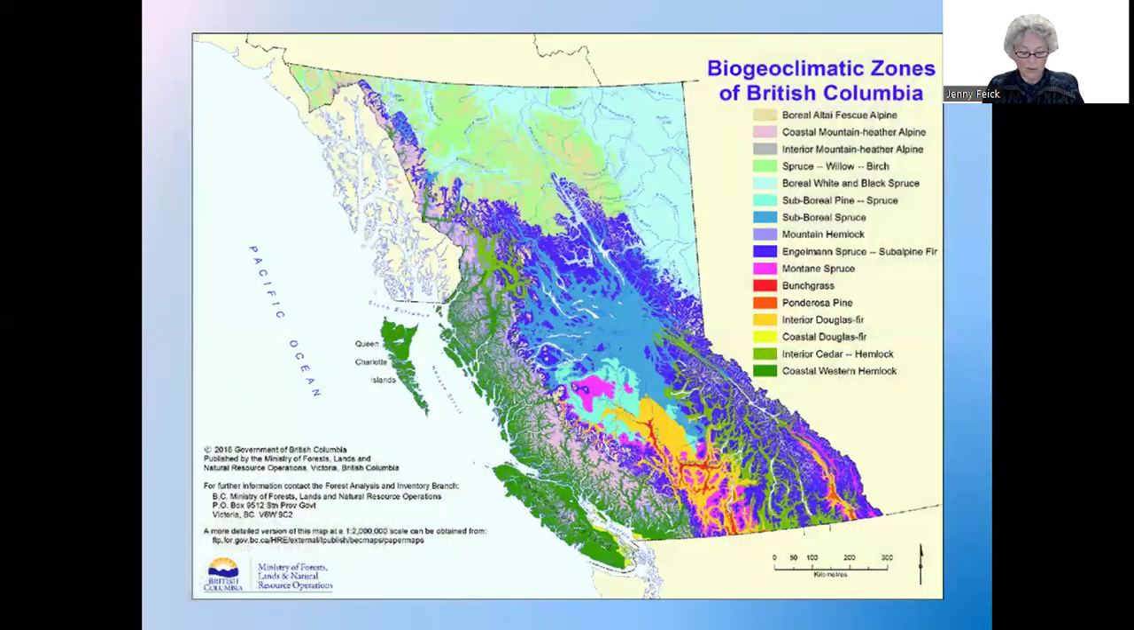Trees and shrubs are often used to define an ecosystem type. And this is a map of British Columbia's biogeoclimatic or BEC zones. Many of them, including those near the Great Divide, include the names of the primary trees and shrubs that make up the structure of the ecosystem. And one of the most famous of them along the Great Divide is the Engelmann spruce subalpine fir BEC zone. And there's also one there called montane spruce.